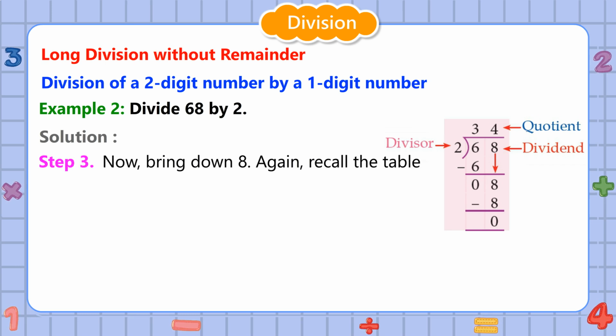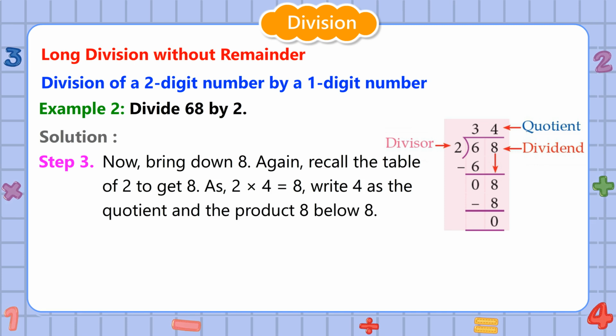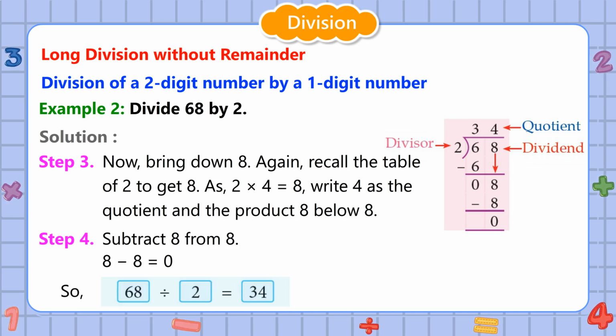Step 3. Now, bring down 8. Again, recall the table of 2 to get 8. As 2 × 4 = 8, write 4 as the quotient and the product 8 below 8. Step 4. Subtract 8 from 8. 8 - 8 = 0. So, 68 ÷ 2 = 34.